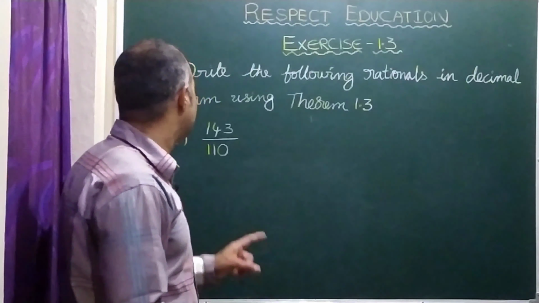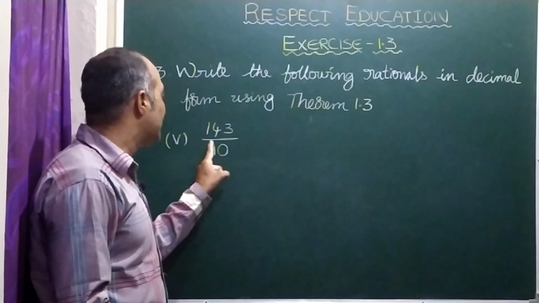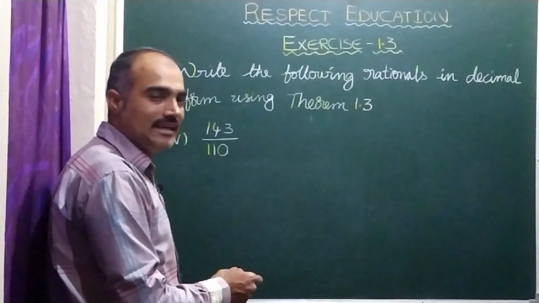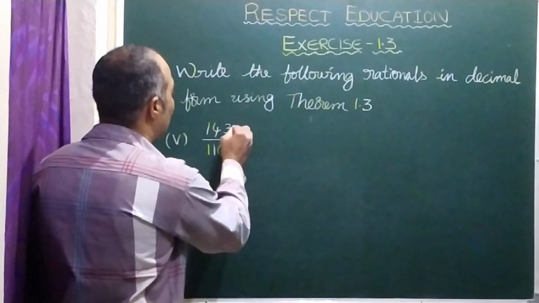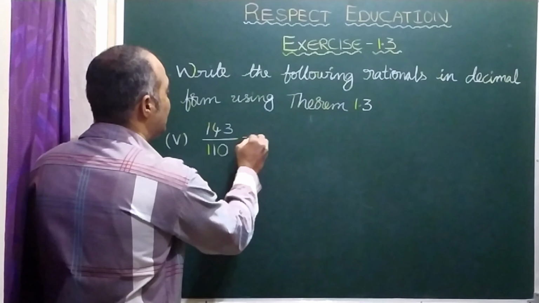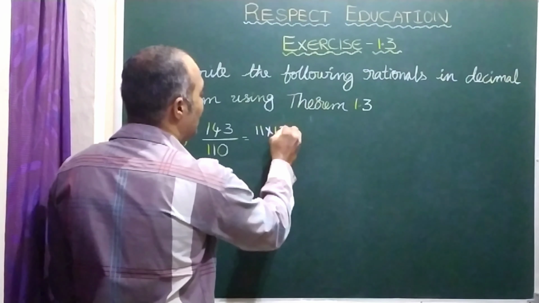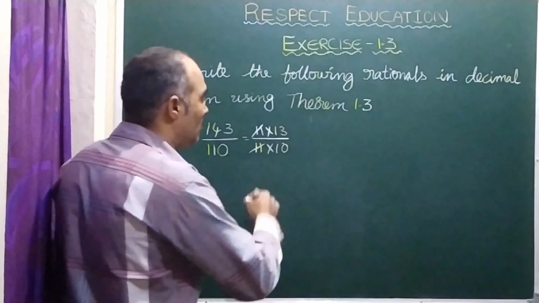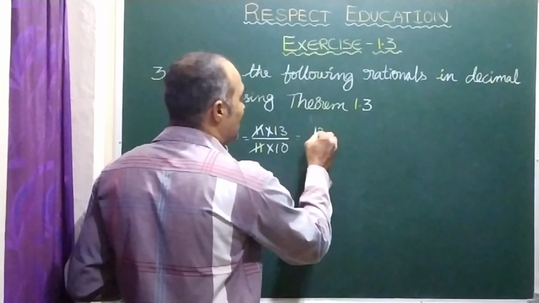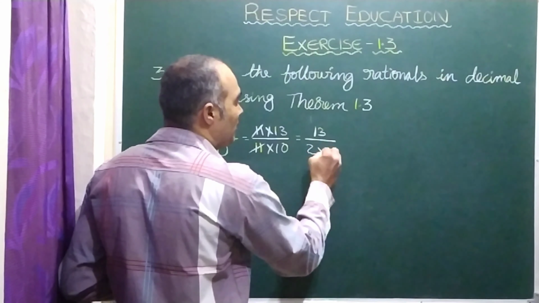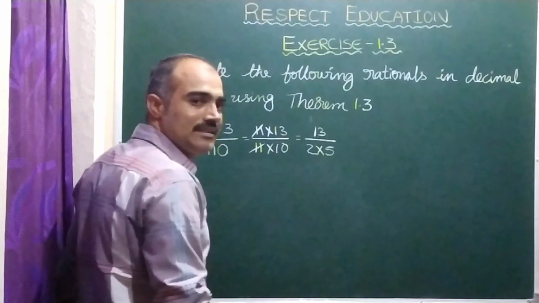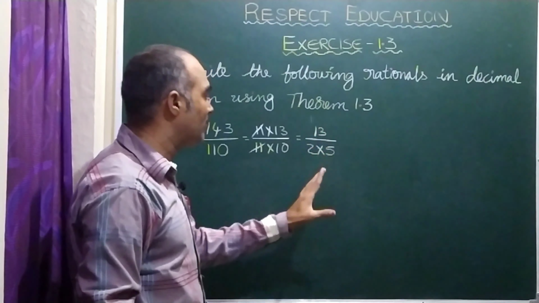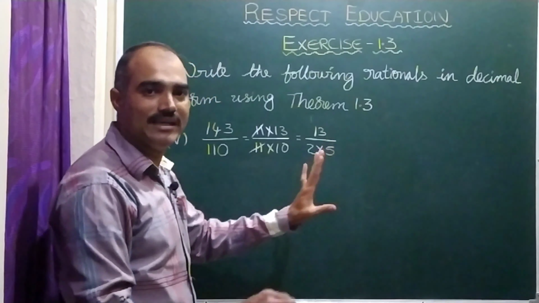Now let us see the next bit, that is the fifth bit. 143 by 110. Before starting this problem, let us check if there is any cancellation or not. See here, both the numbers get cancelled with 11, children. We can write 11 into 13 by 11 into 10. So 11 gets cancelled. Now the problem becomes easier. It is 13 by 10, which can be written as 2 into 5. Right? So here 2 is there one time, 5 is also there one time. So we need not multiply and divide with any number.